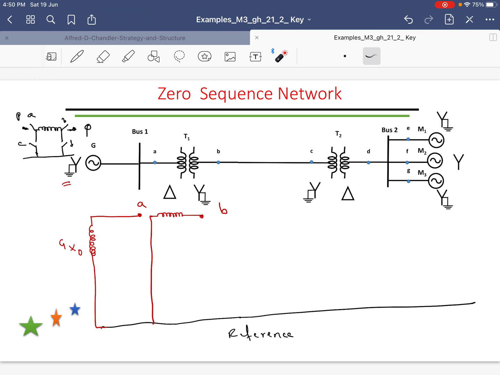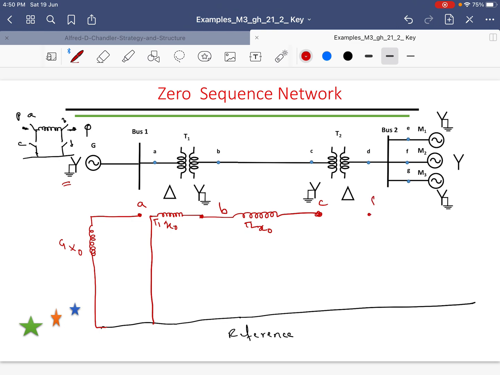Then between B and C we don't have any problem, because it is a transmission line that is represented by its zero sequence reactance. It is X0 of T1. It is X0 of the transmission line. This is point C.